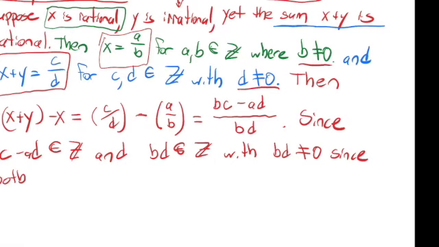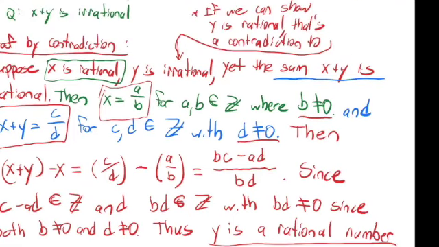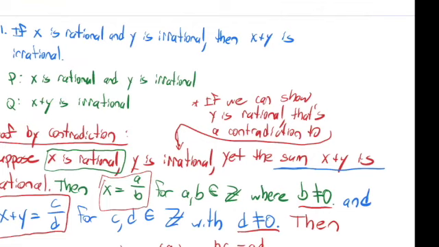Okay, and we know that that is not going to be 0 since we know that both B is not equal to 0 and D was not equal to 0. Okay, so that tells us y is a rational number since it can be written as a fraction of two integers. And that's our contradiction, right? Since over here, we just reached the conclusion that y is rational, but we assumed from the get-go that y is irrational.